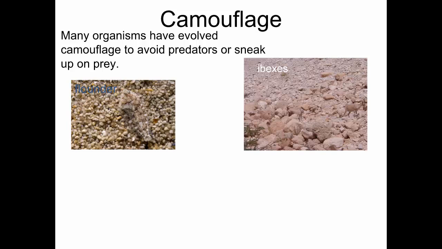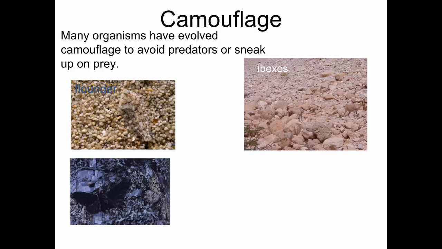These are ibexes. These live in the Middle East in dry desert areas. They are a small deer. You can see one here. You can see a small one here. No, they're big. But this is just taken from a long way up. These are big boulders, really. So yeah, they blend in very well.